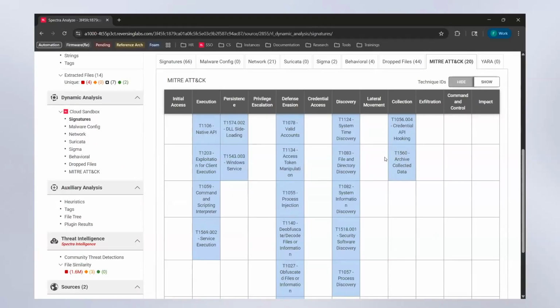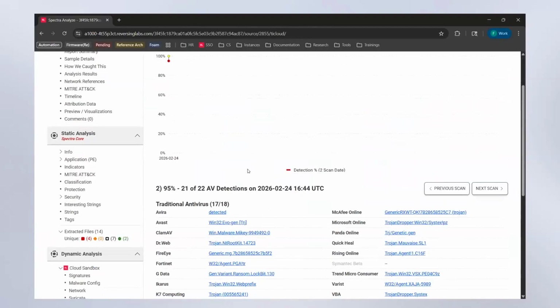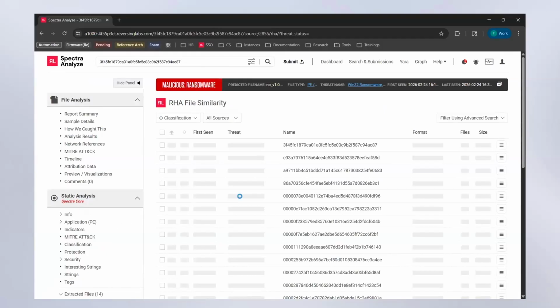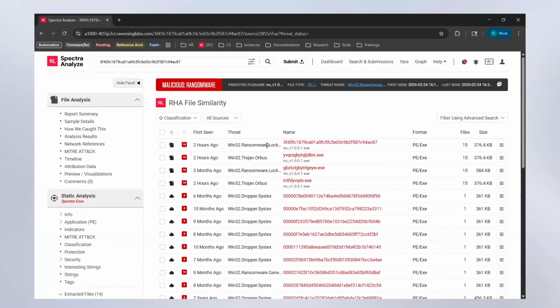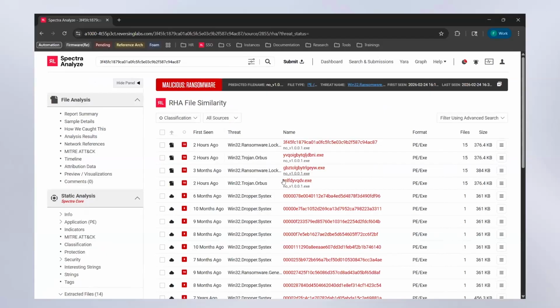These are little tidbits that allow you to get a better sense of what a sample is intending to do, what a malware is intending to do, how it is doing it, and how you build robust systems around it. And then lastly, it's the threat intelligence piece. We have the community threat detections, which is the AV engines, but also the file similarity, which shows you, from all the samples that we have, what else is happening within files associated with this. You can look through different suspicious classifications. This helps you write YARA rules. This helps you increase maturity against this individual threat overall.